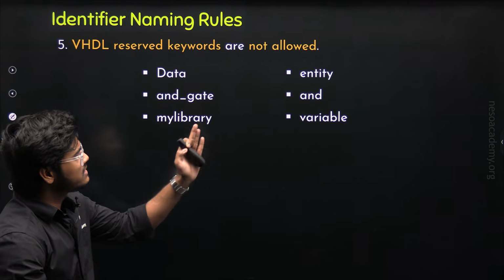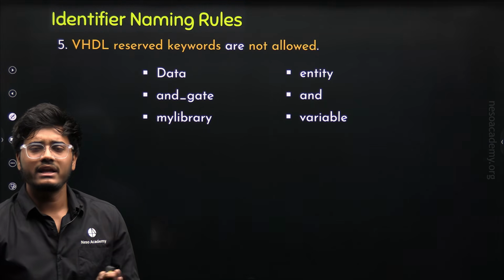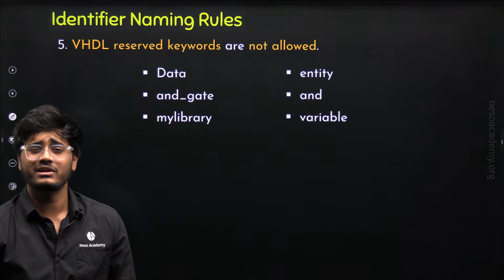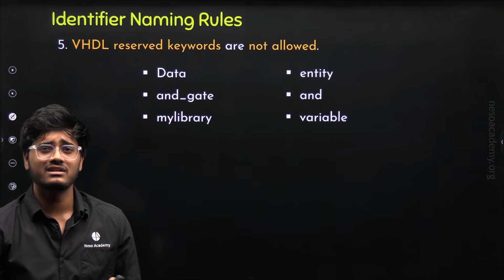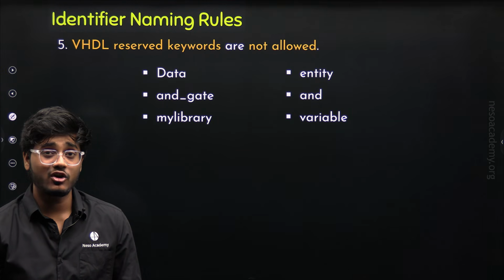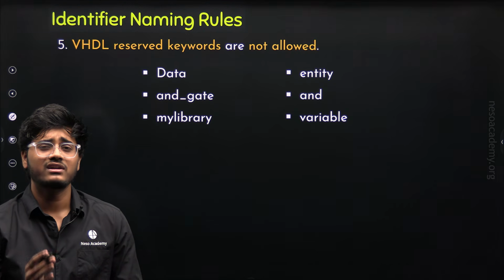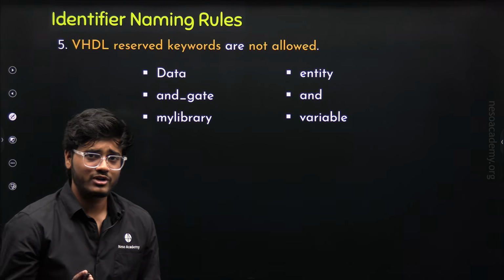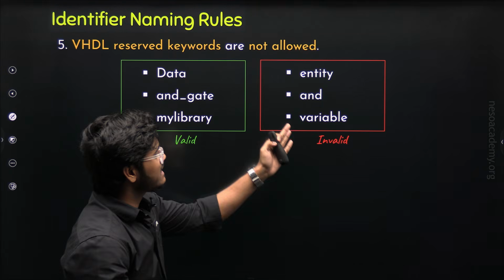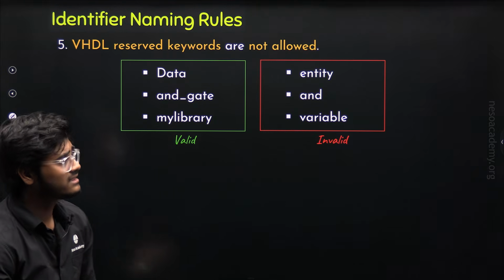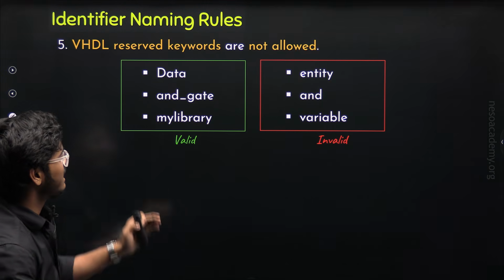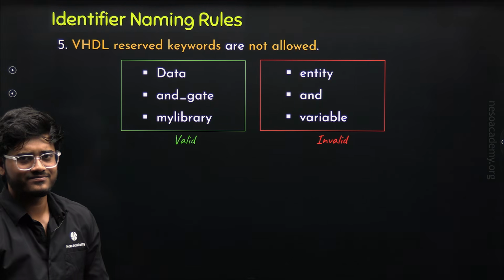Now, not just these three, there are many other reserved keywords. Example, library, architecture, signal, XOR, NAND, etc. And we cannot use these VHDL reserved keywords because they have a predefined meaning. So I hope you understand why these examples are invalid as they are reserved keywords and these examples are valid.